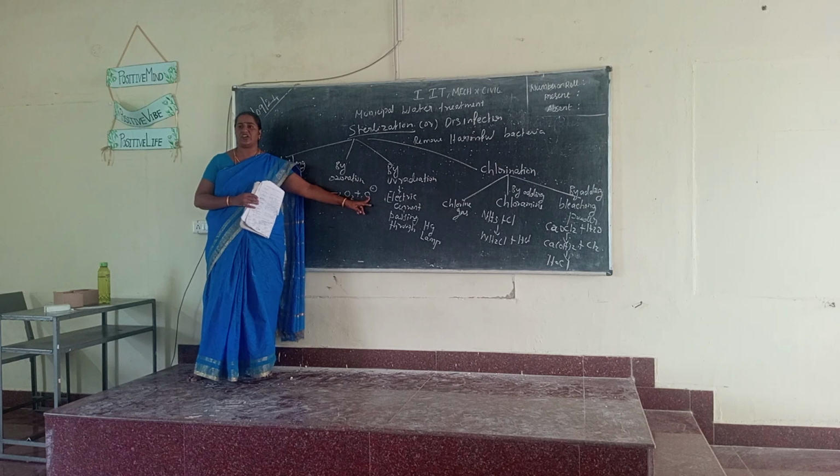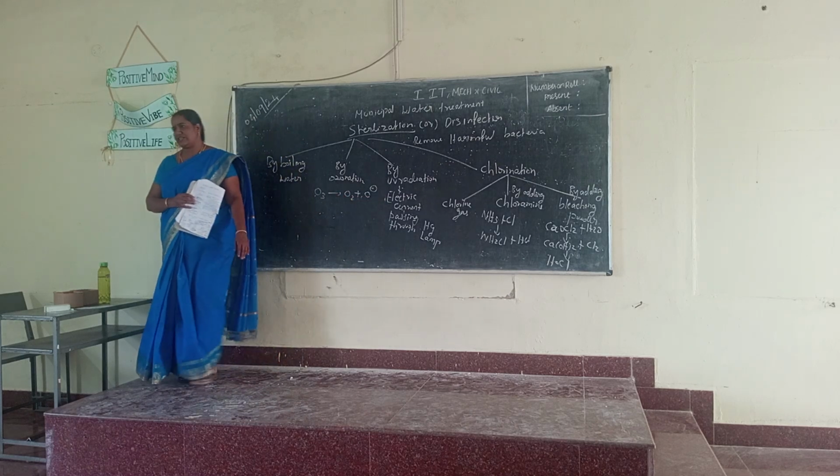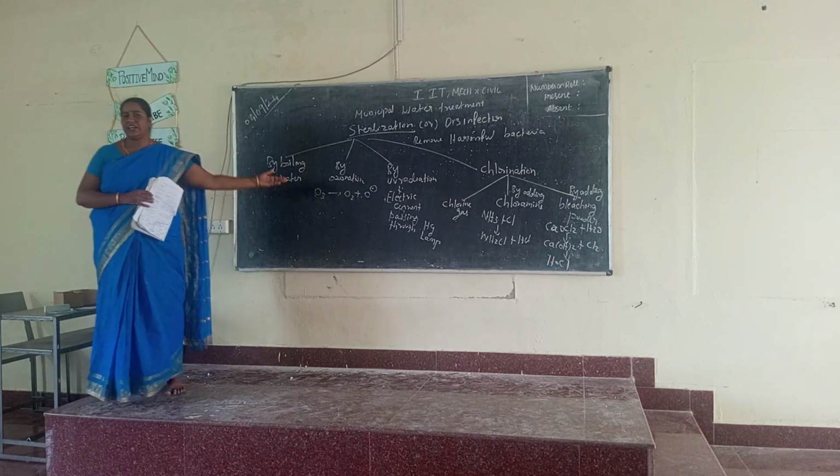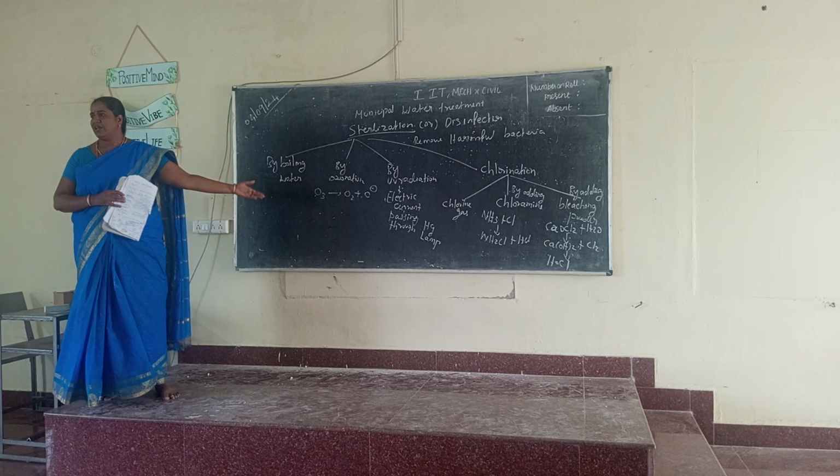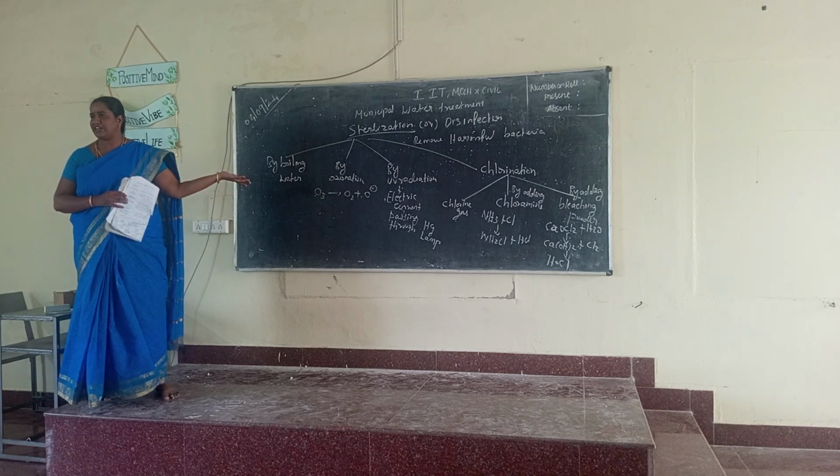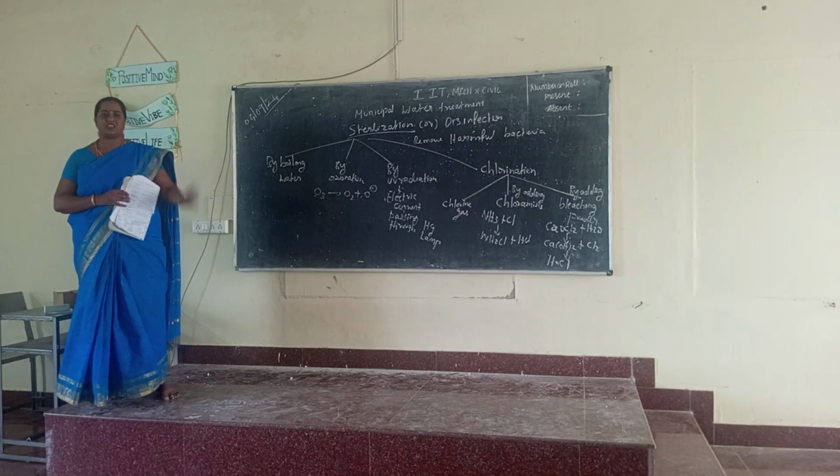The oxygen dot radical acts as a best disinfectant. So it will kill all the harmful bacteria, but it is very costly. The main disadvantage of this process is that it is very costly.